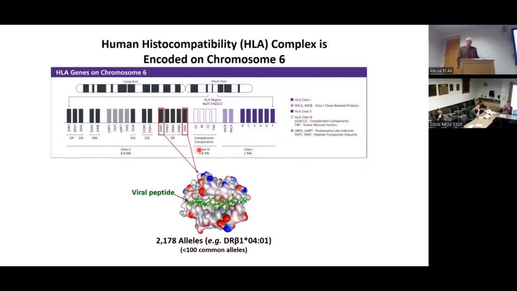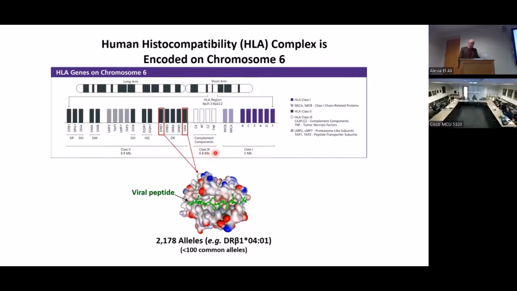Now, when we say there's 2,000 alleles, that means in the population, that's how many we've mapped so far. And that number has not slowed down. So it's probably going to be much, much larger than that, in spite of the fact that only about 100 of these are common. So rare alleles are actually common. In fact, rare alleles, there are more of them than there are of the common ones, if that makes any sense to you.